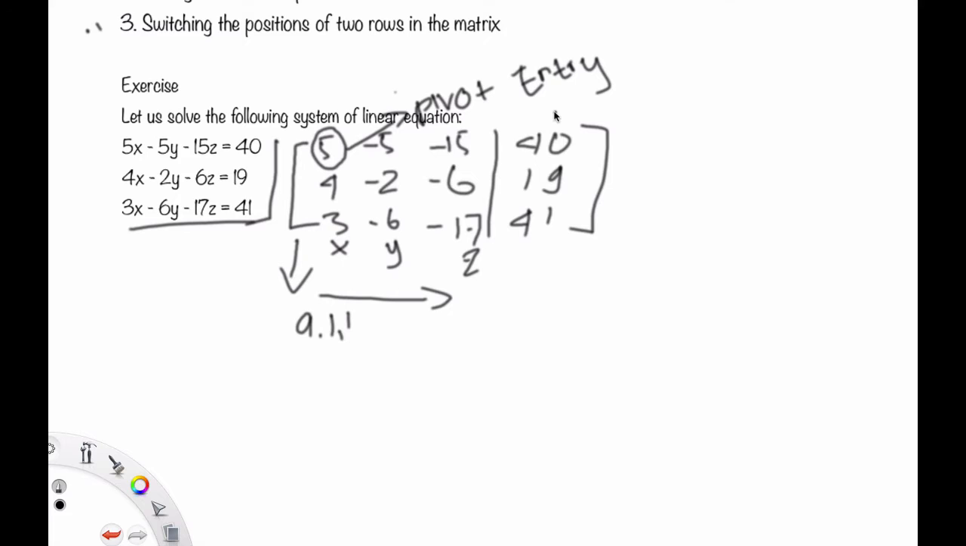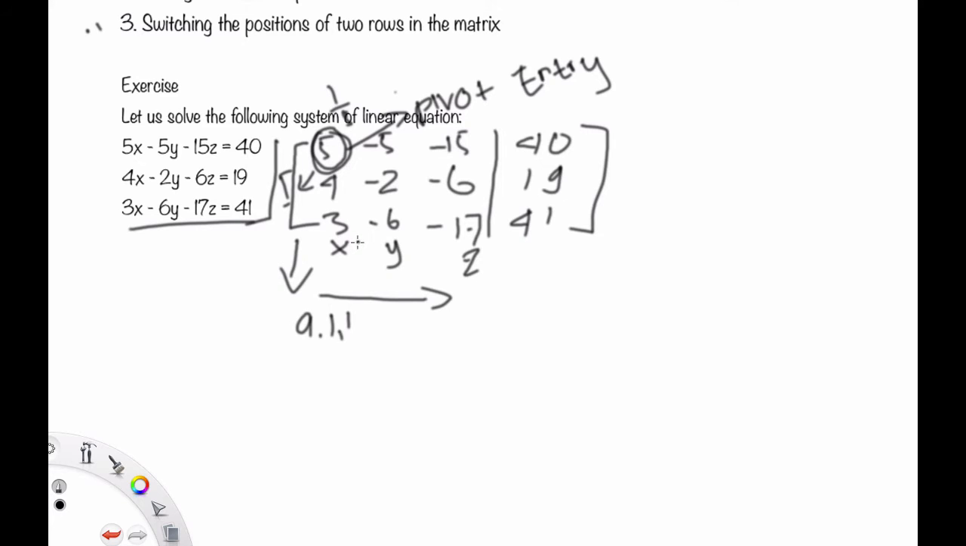And then we have to place a number 1 here. So how can we get the number 1 here? Of course, we can multiply the pivot row by the reciprocal of the pivot entry. So we can multiply it by 1/5.